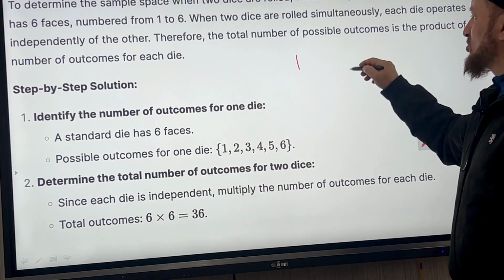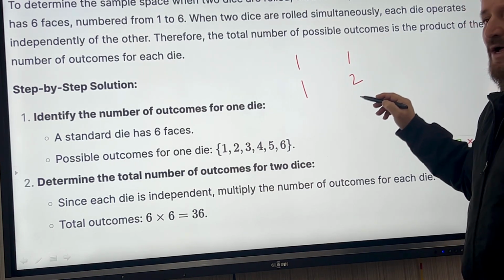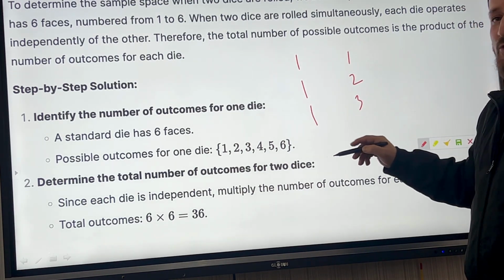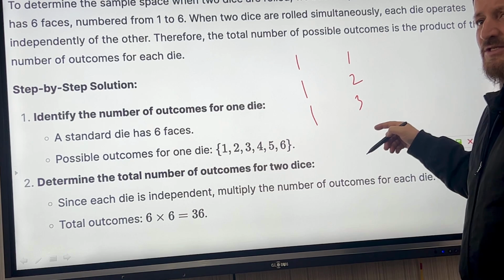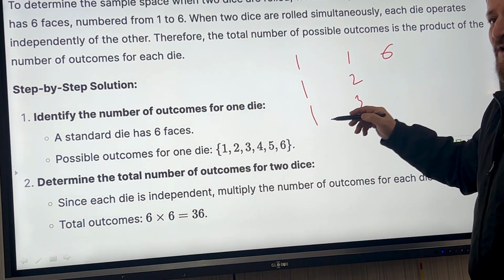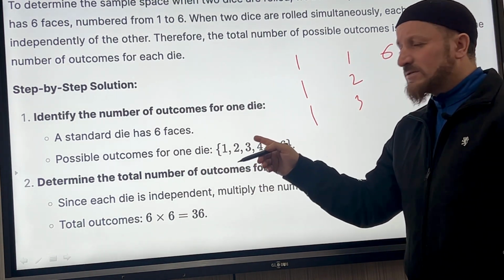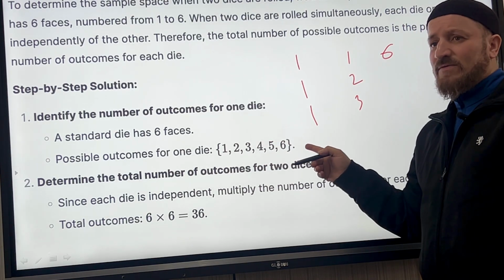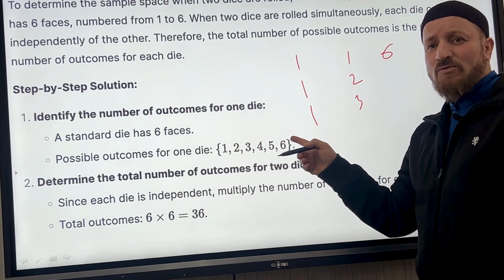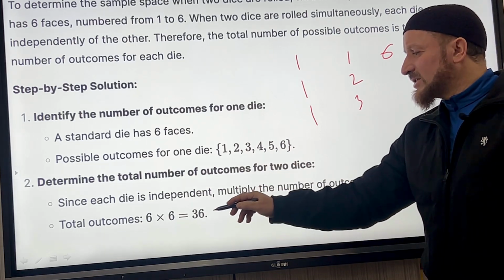Because this one got 1, this one got 1, this one got 1, this one got 2, this one got 1, this one got 3. So combination of 1 up to 6, there will be 6 combinations of this. In the same way there will be 6 for the others. 1 1, 1 2, 1 3, 1 5. Similarly 2 1, 2 2, 2 3, 2 4. So it is 6 times 6, 36.